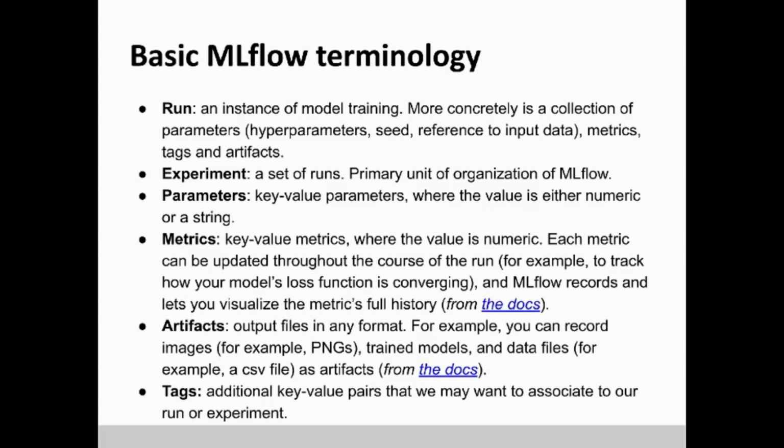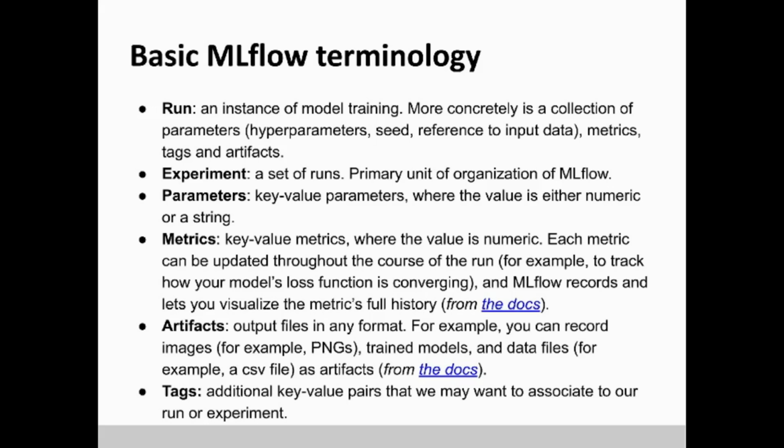Now let's go over some basic MLflow terminology. First of all, a run is just an instance of model training. An experiment, on the other hand, consists of a set of runs in MLflow, and it's the primary unit of organization. Parameters are key value pairs, where the value can be a number or a string, and the key should be a string that represents the name of the parameter.